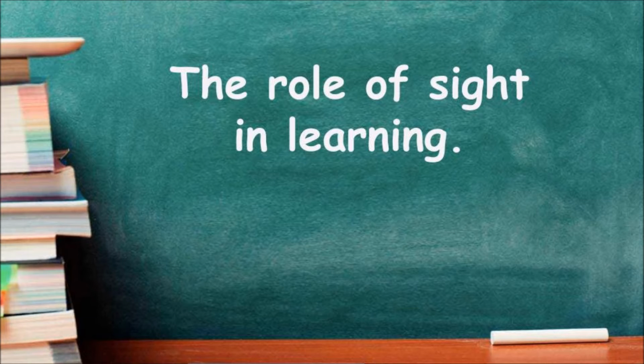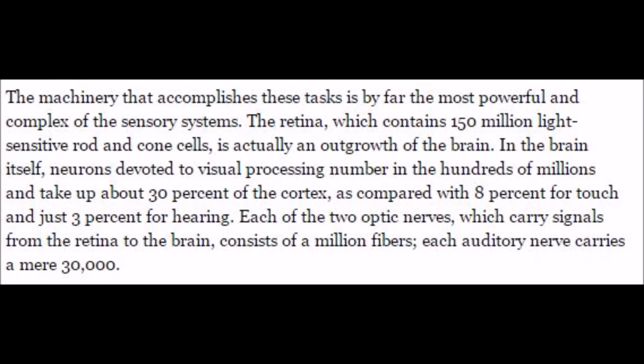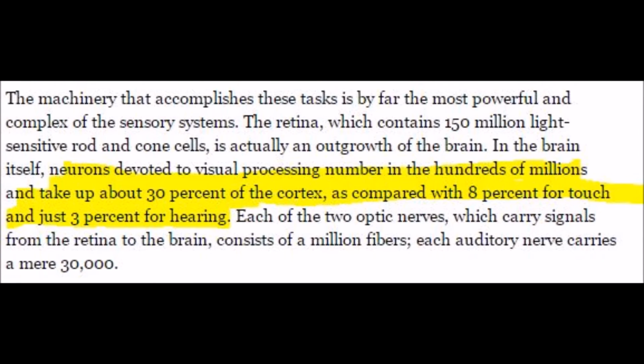The role of sight in learning. You may be asking yourself, why are we focusing on sight? Aren't the other senses important? Of course they are, and Jensen addresses them all, but as he points out, the overwhelming majority of information we process is done visually. We can take a look at this excerpt from the Discover magazine article, The Vision Thing. As you can see, neurons devoted to visual processing number in the hundreds of millions and take up about 30% of the cortex, as compared with 8% for touch and just 3% for hearing.